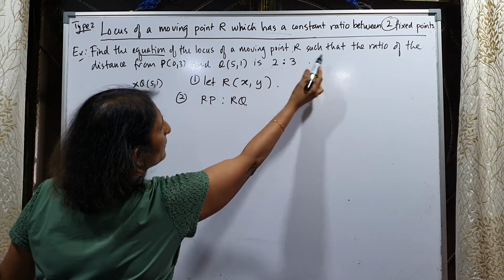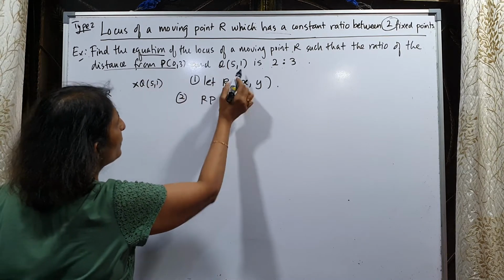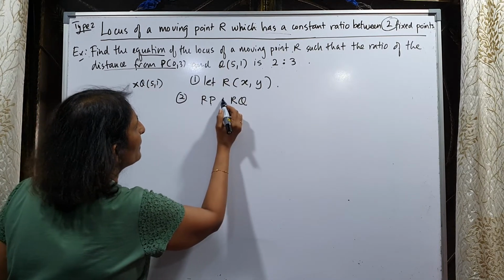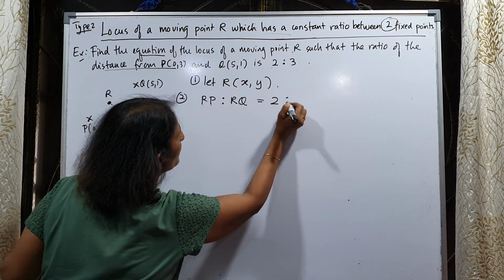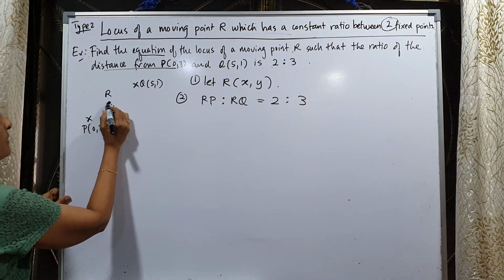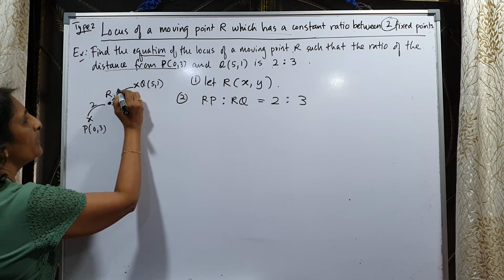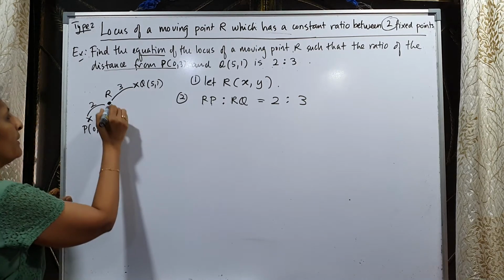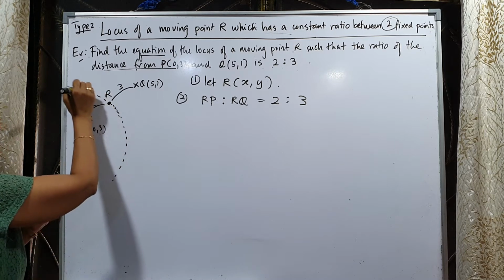moving point R, such that the ratio of the distance from P and Q, so R to P, ratio R to Q is 2:3. So this is given. That means your R is here, R to P is 2 parts and R to Q is 3 parts. And it's moving this point. We don't know how it's moving. Maybe it's moving like this.